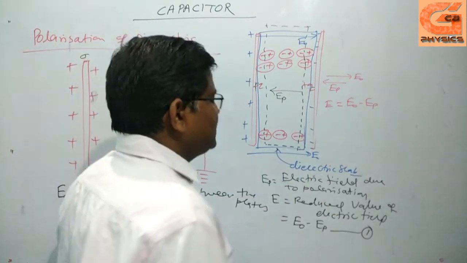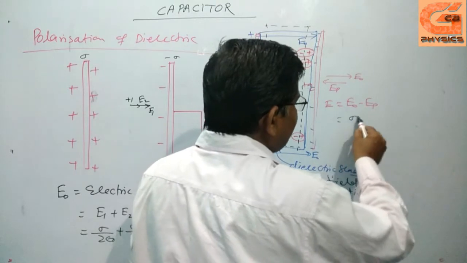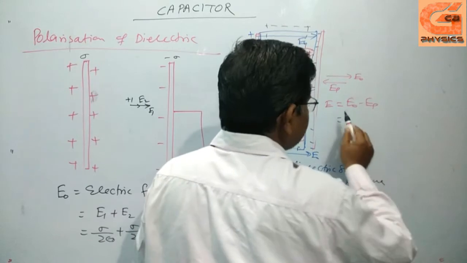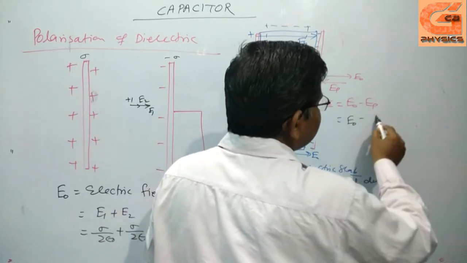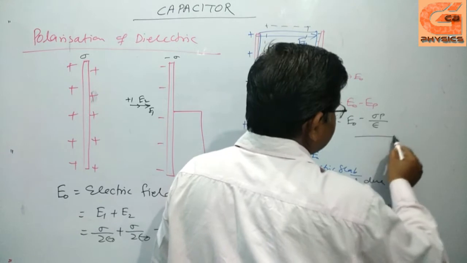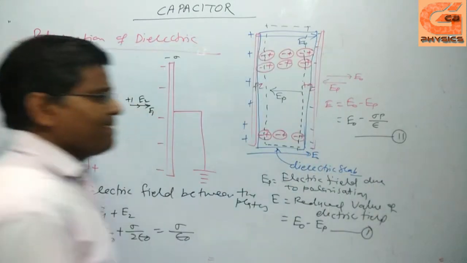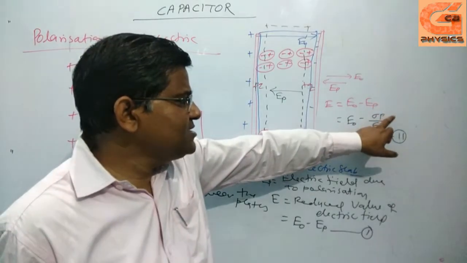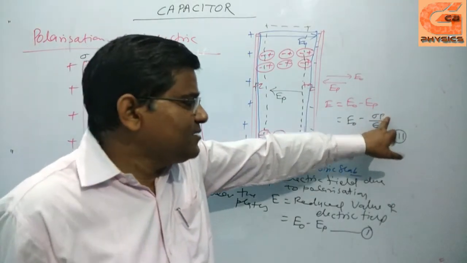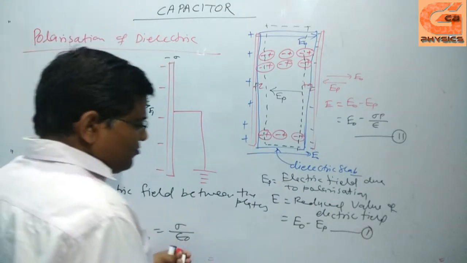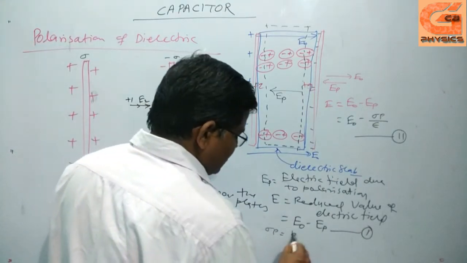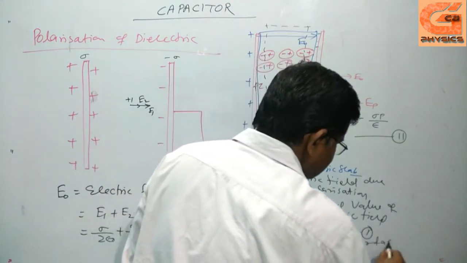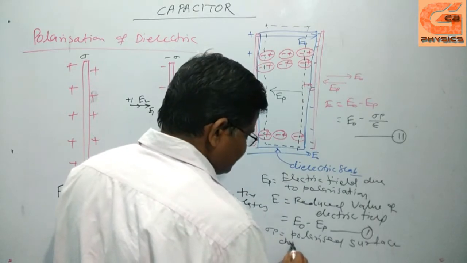This is the polarized electric field. E naught is sigma by epsilon naught, as you know, or you may write it as epsilon E naught first. And this is sigma P by epsilon naught. Equation number 2: E equals E naught minus sigma P by epsilon naught. Sigma P means the polarized surface charge density.